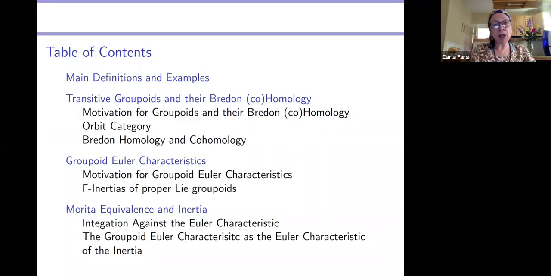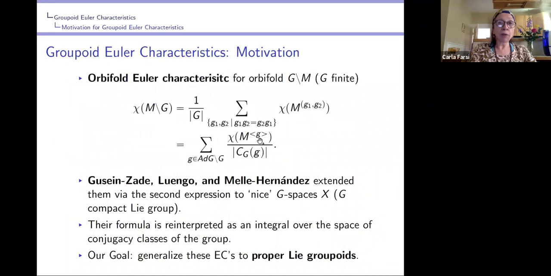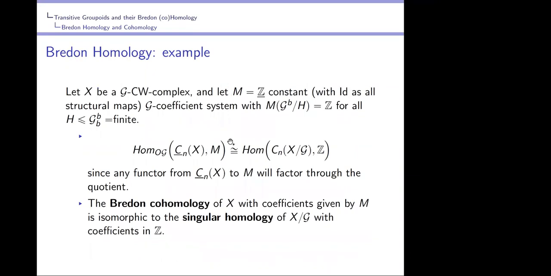And the main result here would be that the Euler characteristic of the groupoid, what we define to be the Euler characteristic of the groupoid, would be the Euler characteristic of this inertia space. So let's get down to some details. Okay, sorry, here I jumped. Let's see if I can do one page at a time.